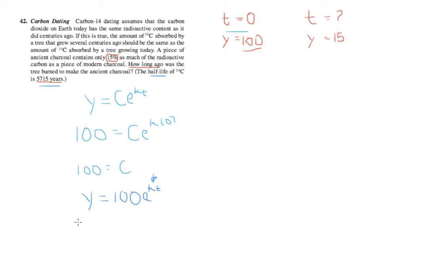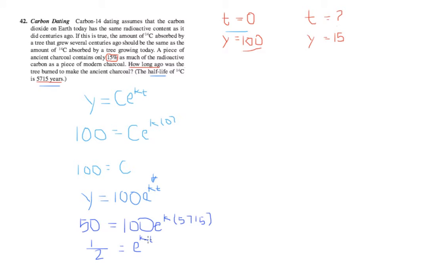So you can just plug in 50%, sorry, not 15, 50 equals 100 e to the k times 5,715. So this comes out to be 50 divided by 100, that's 1/2, equals e to the k t, I'm just going to say t for now.